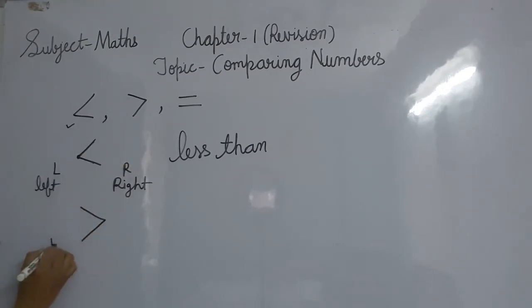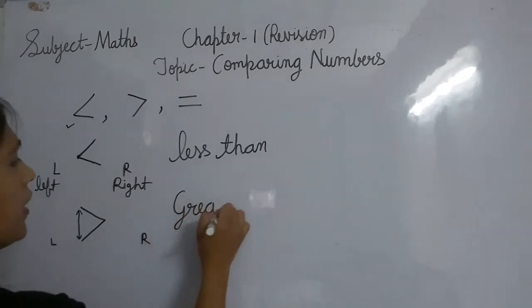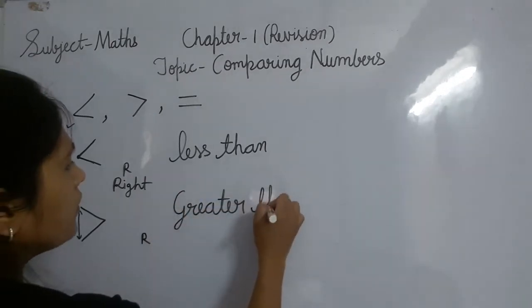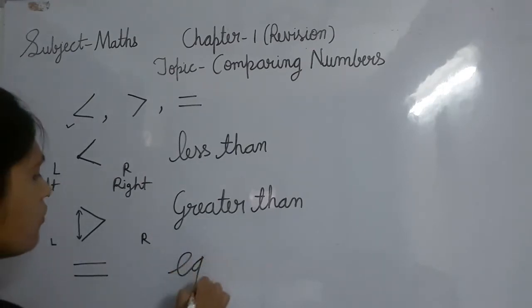Now again this is the left side and the right side. Now on the left side, the mouth is opening. The mouth is open on the left side. So first we'll read from this side. So it is the greater than symbol. Which symbol is it? Greater than. So let's write greater than. And the last one is two sleeping, two parallel lines. This is called equal to. Which sign is it? Equal to, or you can say same.